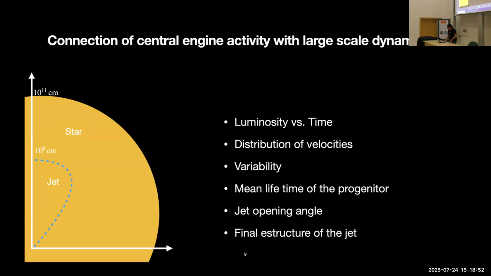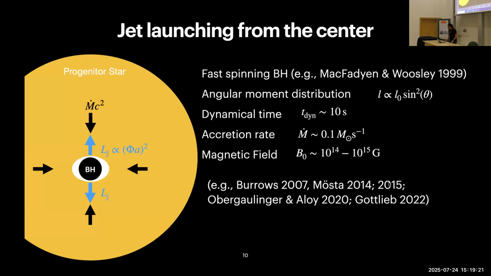But now we want to connect all of these ideas with the central engine activity. And another list of elements we put here, which we are interested in because it has a connection with observation, is the luminosity versus time, the distribution of velocities, variability, the mean lifetime of the progenitor, jet opening angles, and the final structure of the jet.